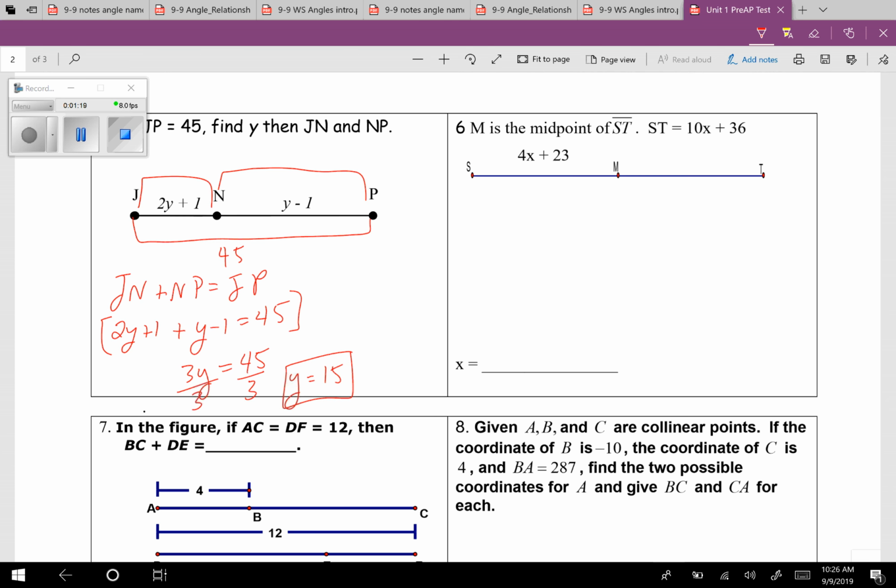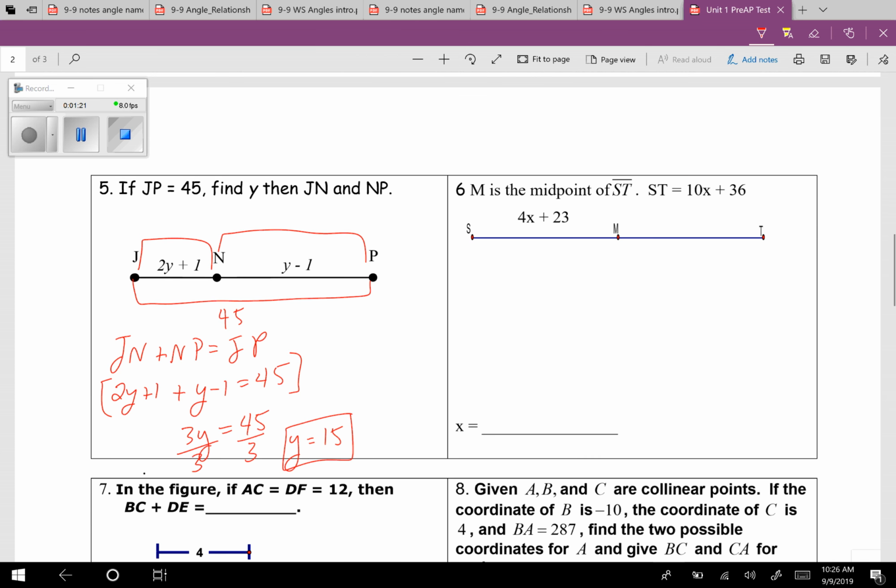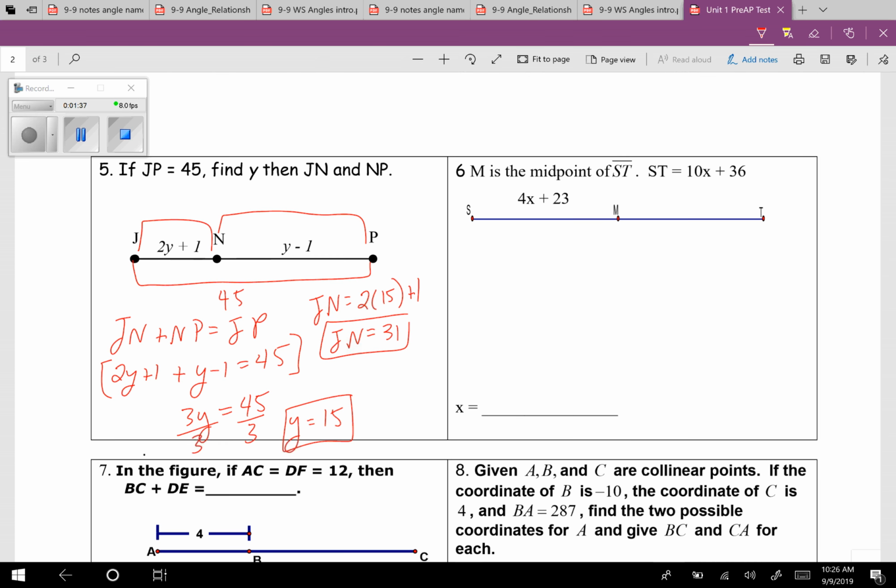And then now to find JN and NP, all we have to do is plug in. So JN is equal to 2 times 15 plus 1. So JN is 31. And y'all need to use the calculator on these simple plugging ins, because I saw so many people make mistakes on adding numbers on our assignments. I'm just telling you guys now, just use the calculator. Don't risk that silly mistake, okay?